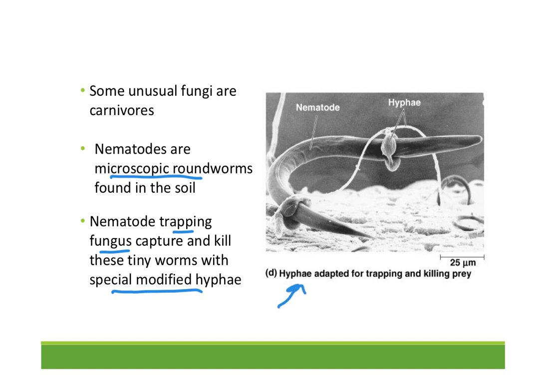Some traps are sticky, but the ones that I have over here in the picture actually look like little lassos that trap the nematode. Once the nematode slides its round body through the circular hyphae, the hyphae will tighten up like a noose and grab the nematode, and then by releasing the digestive enzymes can actually digest and absorb the nutrients from that worm. So it is a little interesting that you have a fungus that acts as a trapping organism.